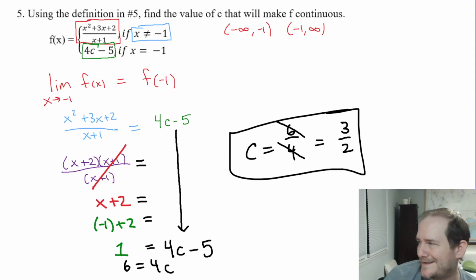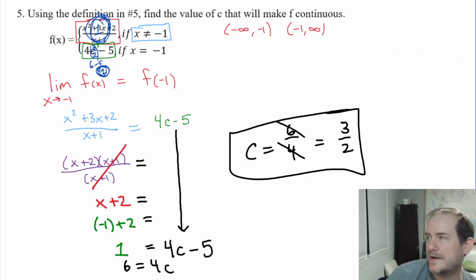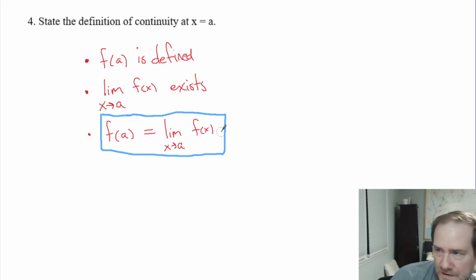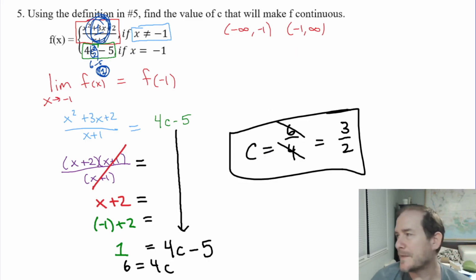Now why is that again? I'm not sure everybody understood that, but if we let c be 3/2, then simplify this. 4 times 3/2 is 12/2. That's 6. 6 minus 5 is 1. And what was our limit up here again? Wasn't it 1? So by letting c be 3/2, we now are getting a left-hand limit of 1, a right-hand limit of 1, and a function value of 1. And again, that's the literal definition of what it means to be continuous. So that's how you tackle a problem like that.